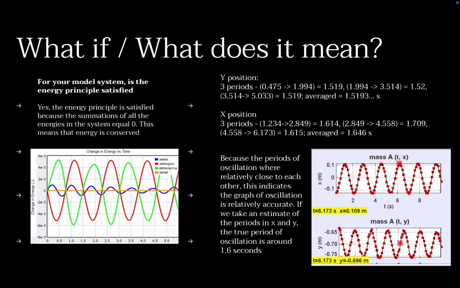For the second question, using the data you obtain in Tracker, make two separate estimates of oscillation periods, first by estimating the period of oscillation from the x position data, and second by estimating the period of oscillation from the y position data. Compare the two estimates and discuss. It was found that the y position period averaged out to be 1.5193 repeating, and the x position averaged out to be 1.646. Because the periods of oscillation were relatively close to each other, this indicates the graph of oscillation is relatively accurate. If we take an estimate of the period in the x and y, the true period of oscillation would be around 1.6 seconds.